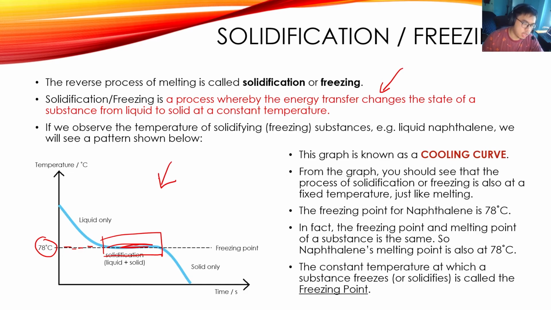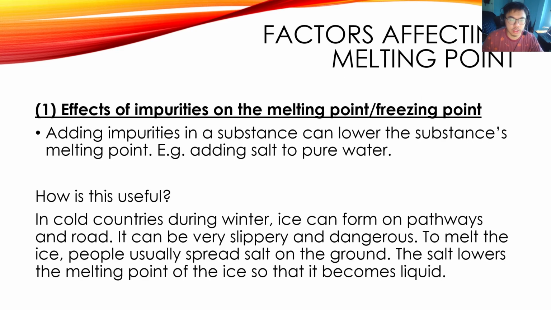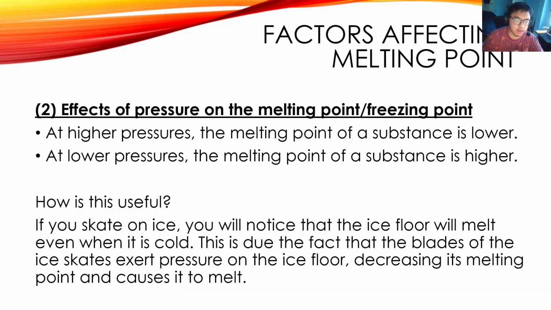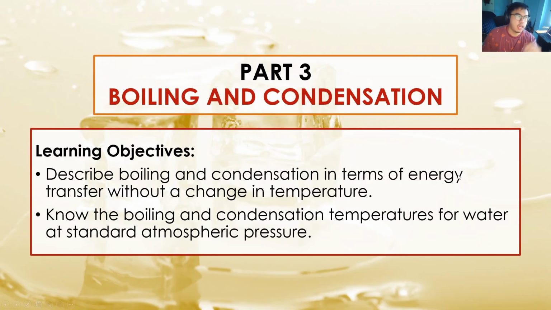Also make sure you understand what is going on with this graph. In the beginning, there's only liquid. When the substance is solidifying or freezing, you have a mixture of liquid and solid. And after that's done, you only have solid remaining. Then make sure you know the two factors that affect the melting point or freezing point of a substance. The first one is impurities. Adding impurities can lower the substance's melting point. The second one is pressure. Higher pressure, melting point is lower. Lower pressure, melting point is higher. And then for part 3, we're going to talk about the next two processes, boiling and condensation.